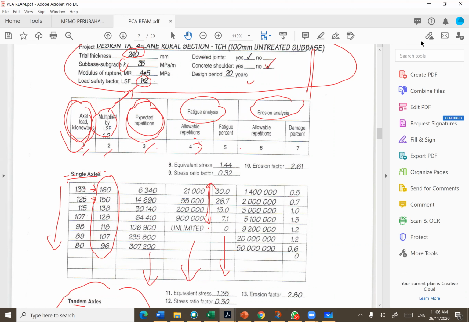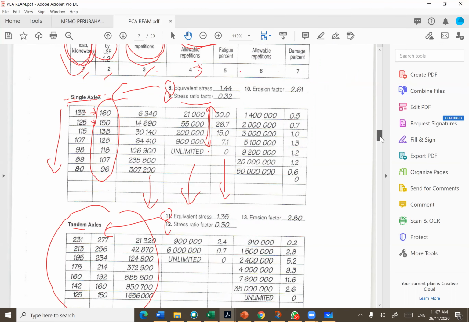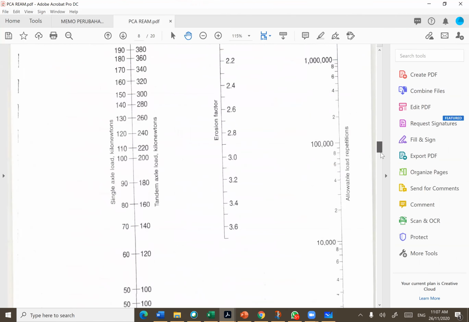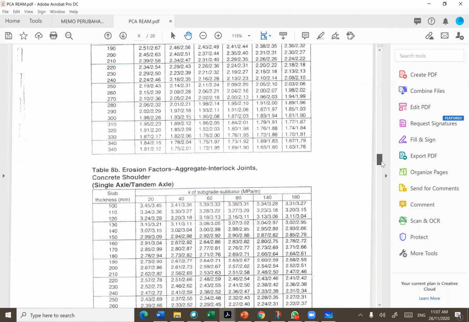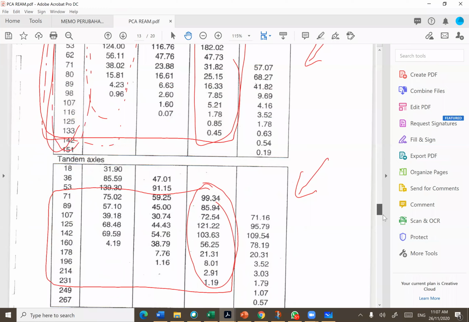Before we start the calculation for fatigue analysis, you need to find value 8 and 9, which is the equivalent stress and also the stress ratio factor. 8, 9 is for single, and 11, 12 is for tandem. So where does this equivalent stress come from? We need to refer to the tables below. We need to find the table for fatigue analysis, equivalent stress.